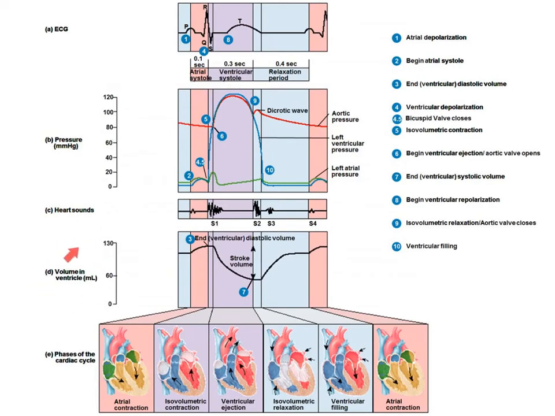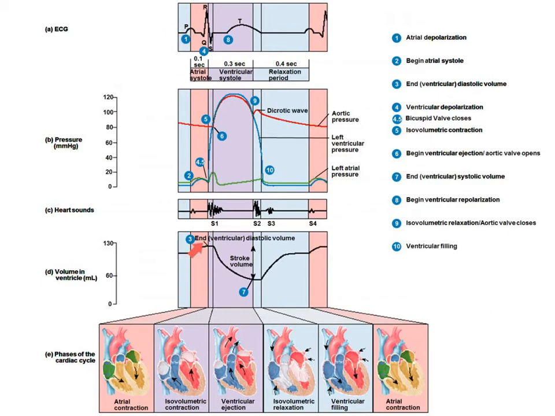Now we're going to move down to D. This is the volume in the ventricle. This will show you the blood volume changes, which you can infer based on what's happening above. And then you can put the phase of the cardiac cycle here with all of it on your own. So let's start back up here. Right before the P wave occurs, we're relaxing, and so likely the pressure in the atria is greater than the ventricle, and so blood's going to be filling the ventricle, correct?